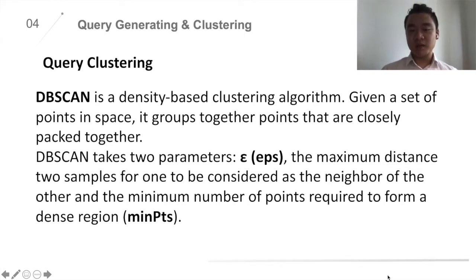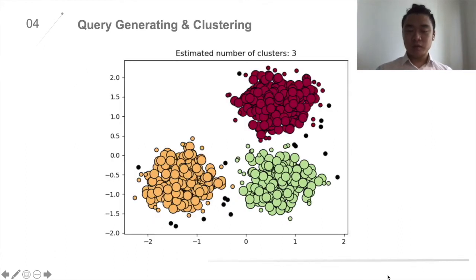It has two parameters. Epsilon is the maximum distance for two samples to be considered as neighbors. And the second one is the minimum number of points required to form a dense region, a cluster. So one example visualization will be like this. The points that are closely packed together are clustered, and are colored differently from others. So there are a total of 3 clusters for these queries.